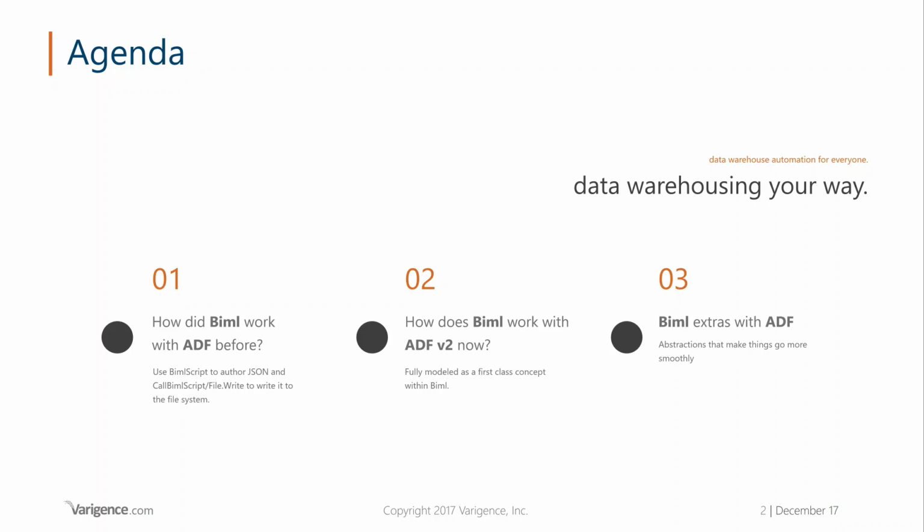We are going to first look briefly at how Biml worked with ADF previously, because you could actually do ADF automation with Biml. Megan Longoria has a series of blog posts on that, which are excellent and a great read, where you use Biml script to author JSON, and then you write those Biml script outputs to the file system directly. So you're using Biml's utility libraries and programming constructs to do that ADF automation, but it was clunky in a lot of ways. It was very much a workaround to having a real solution.